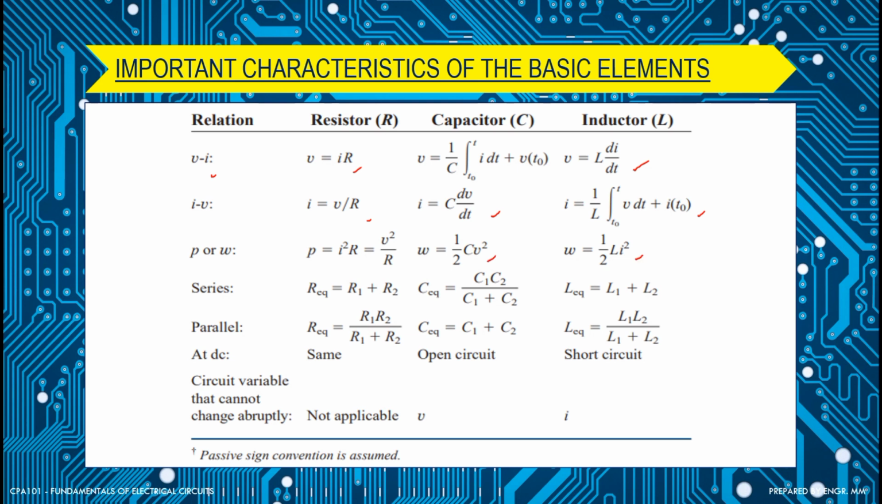Then if we have series resistors, it is just a summation, like the series inductor. The opposite of that is the capacitor, so it looks like the parallel combination of resistors: C1 C2 over C1 plus C2. And for parallel, R equivalent is R1 R2 over R1 plus R2, which is just the same again with the inductor, whereas with the capacitor in parallel it is just the C summation. And again, for DC conditions, the resistor is the same, the capacitor is an open circuit, and the inductor is a short circuit.